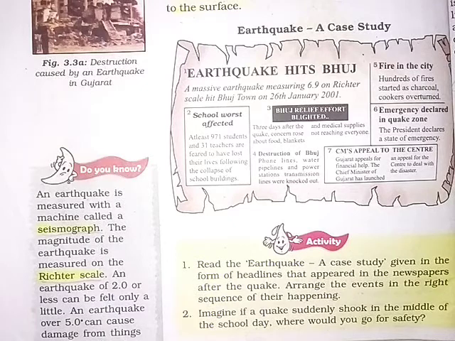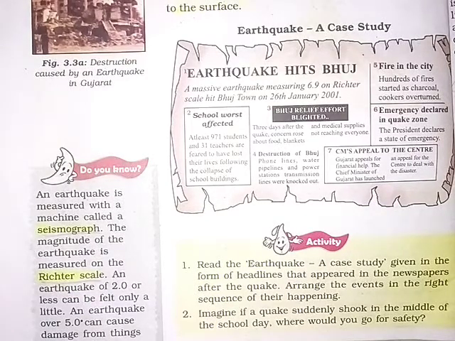Earthquake, a case study. Earthquake hits Bhuj. A massive earthquake measuring 6.9 on the Richter scale hits Bhuj town on 26 January 2001. Schools were most affected. At least 971 students and 31 teachers are feared to have lost their lives following the collapse of school buildings.